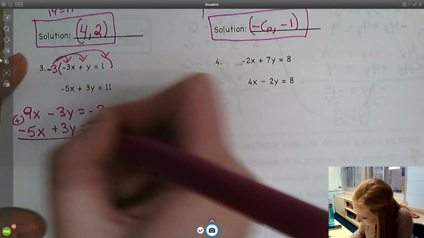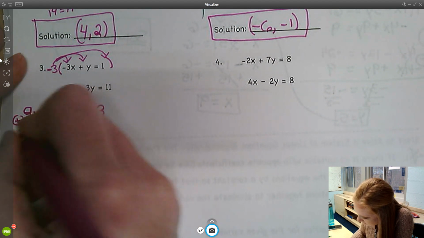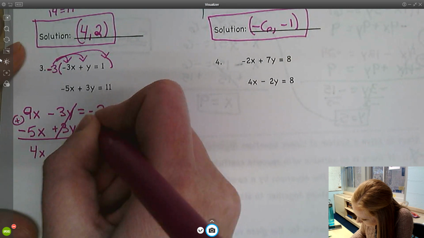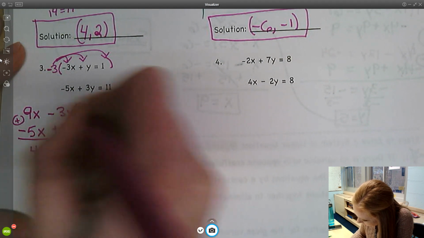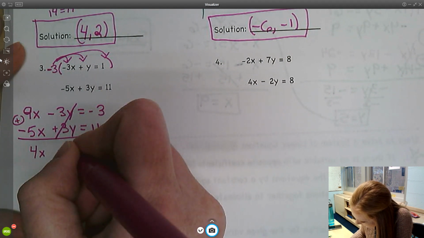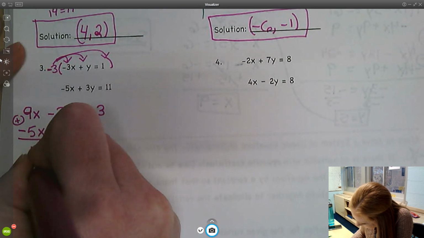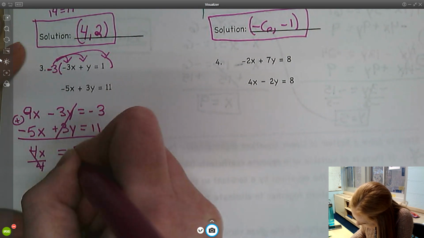Now we're going to add them together, and sure enough, our y's cancel. 9x plus a negative 5x gives you 4x. Negative 3 plus 11 gives you 8. Divide both sides by 4.